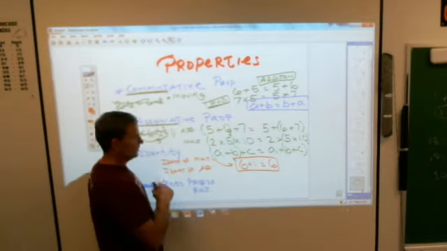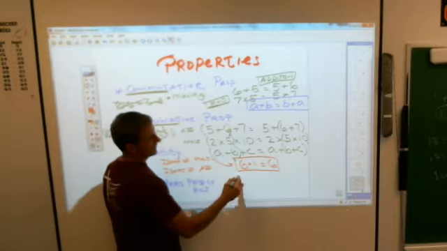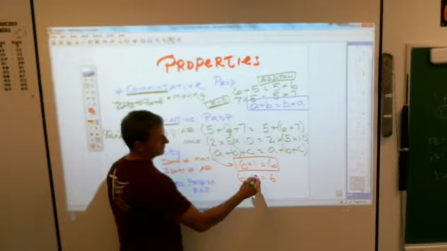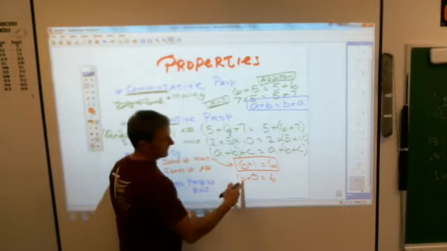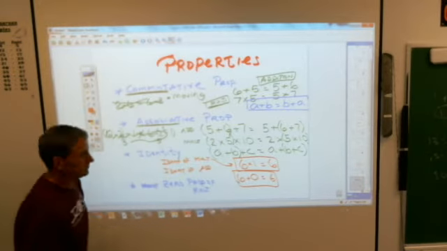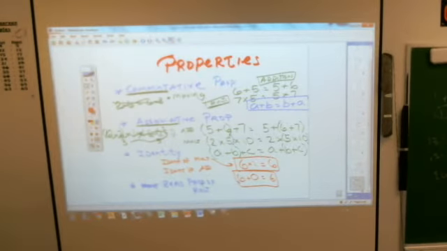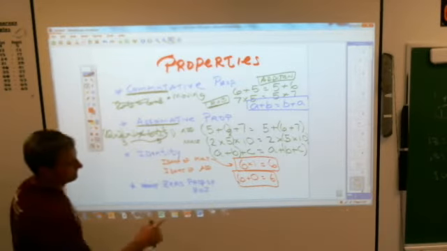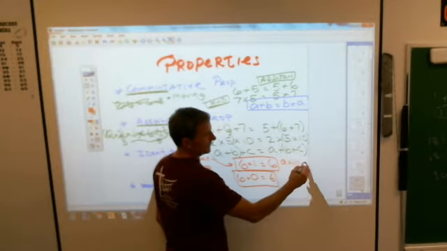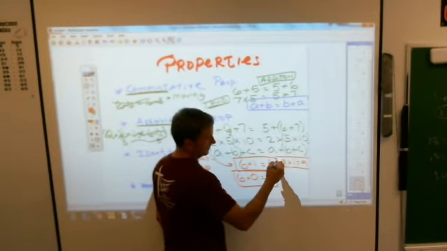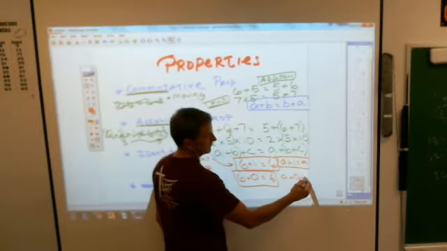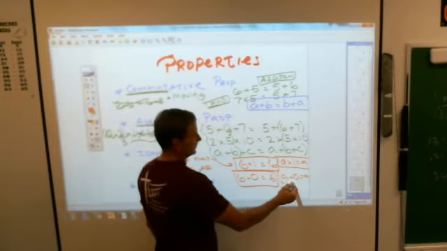But that's not the same for the identity property of addition, because if I take 6, what do I add to 6 to get 6? 0. The identity property of addition is adding 0 to something gives you the same number. Again, if I were using letters to show that, it would be A times 1 equals A, and A plus 0 equals A. Not very exciting, but that's what it is.